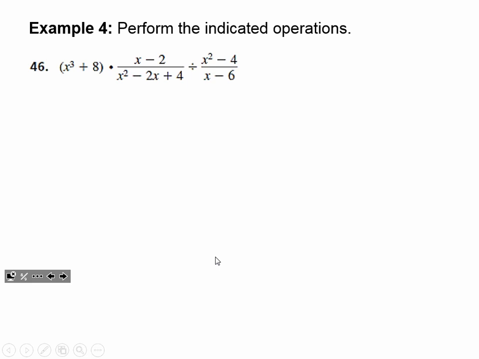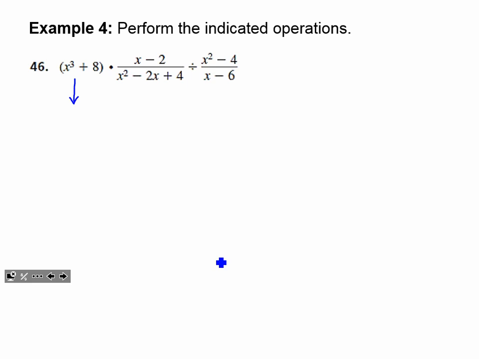Our final example for today has both operations in one problem, and just think, in general, our order of operations says that when we're doing multiplication and division, we do that in one step from left to right. So we're just going to want to make sure that we're using the reciprocal when we need to, and that we've got everything factored and set to cancel out.